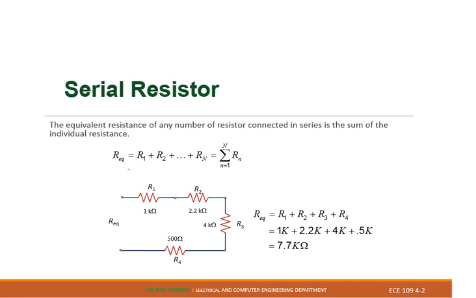In this example, we have R1, R2, R3 and R4 connected to each other serially. So we can find R equal as 1k plus 2.2k plus 4k plus 0.5k together. Make sure you pay attention to the values. Some of them are k, some of them are ohms. So the total will be 7.7 kilo ohms.